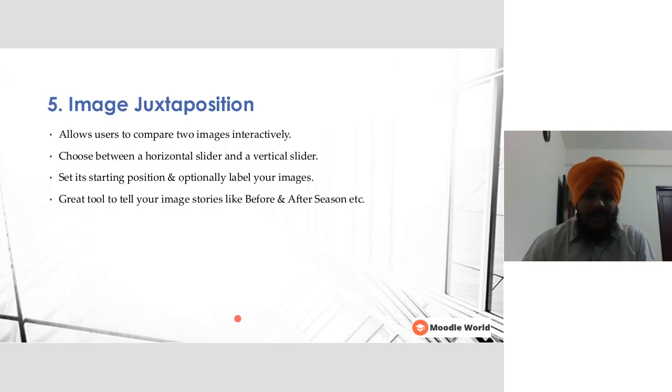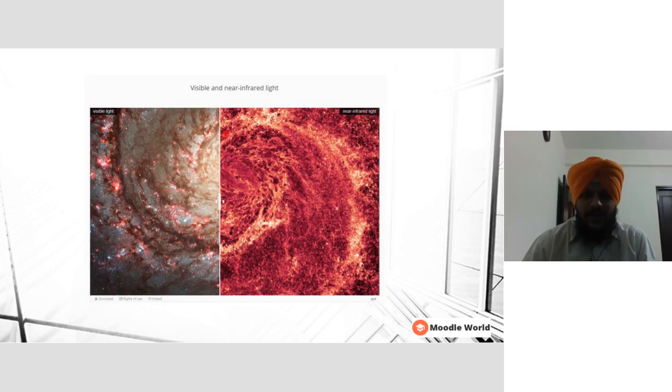It is the image juxtaposition. This is an interesting content type which allows the users to compare two images interactively. You can upload 2 images and put a slider either horizontally or vertically, and specify its starting position. The content type is great to tell your image stories, like before and after any season, or before and after the floods, or something comparison of the images like this one.